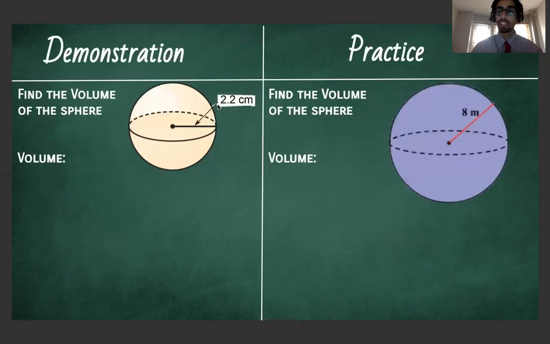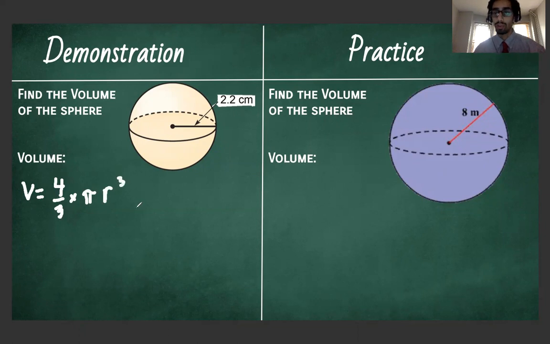Putting this into practice, let's go ahead and get started. The first problem over here, they ask me to find the volume of a sphere. They tell me, or in looking at the object, I can see that they give me the radius is 2.2 centimeters. So let's go ahead and start to run through it. First things first, let's write down our formula. The volume equals 4/3, right, times pi times radius cubed.